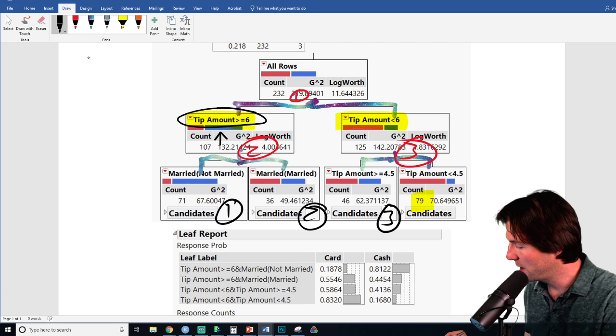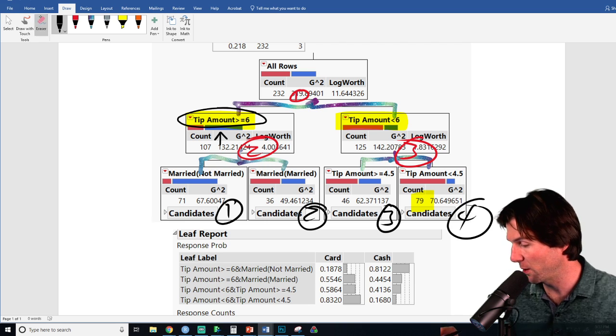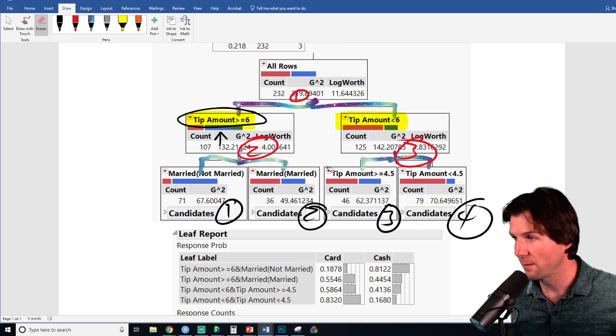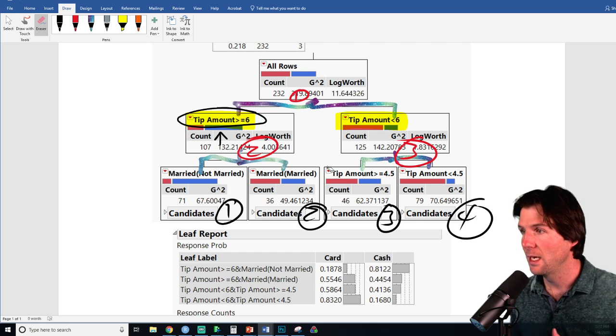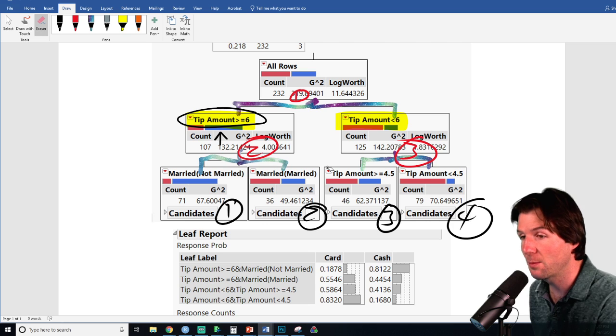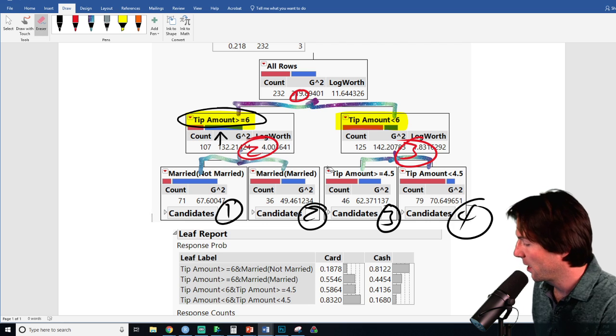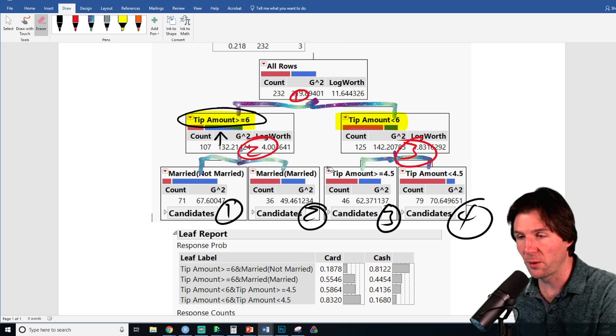And so these people in the first split up here, which I'm highlighting right now, let's make it very clear, the highlighted leaves and the circled is the split 1 and the first split, and they were more likely to pay in cash, and they also gave a tip that was greater than or equal to $6. The people on the right tipped less than $6 and were more likely to pay with card.